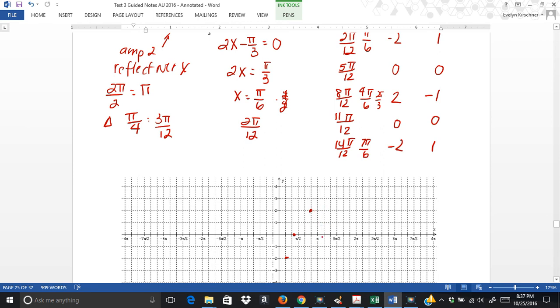And then at 11 pi over 12, that's there. 11 pi over 12 is a little bit less, it goes there. And then at 7 pi over 6, which is a little bit more, it's here. So it goes like this. So apparently, it seems the hardest part is figuring out where your values are on your graph, so just make sure you're pretty careful with those.